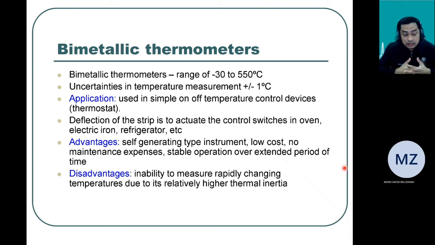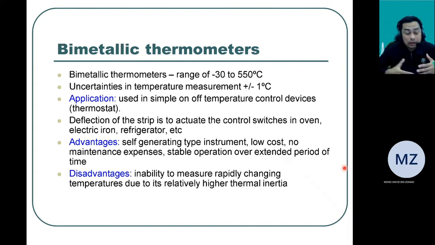As an advantage, it is low cost compared to other types of temperature measurement. The only thing is it has an inability to measure rapid changes, because it's actually like a static temperature measurement. If we give it heat, it has a slow rate of expansion.